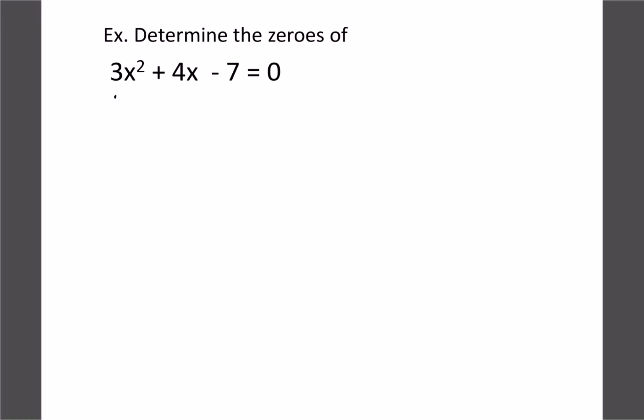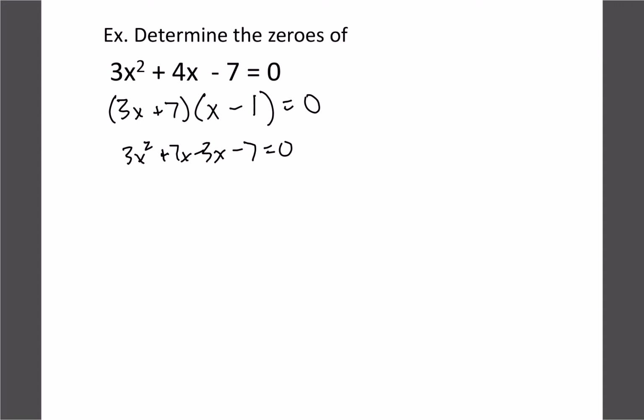So here's another one. Let's try this one. So we have 3x and 1x again. Our 7 has to be 7 and 1. So let's guess this way, and we want plus 4. So let's try plus 7 minus 1 and see if that works. So if we FOIL these out, we get our 3x squared, we get 7x, we get minus 3x, and minus 7. So this one does work. We actually would get our right answer. So from there, our factors should give us negative 7/3 and positive 1 as our solutions.